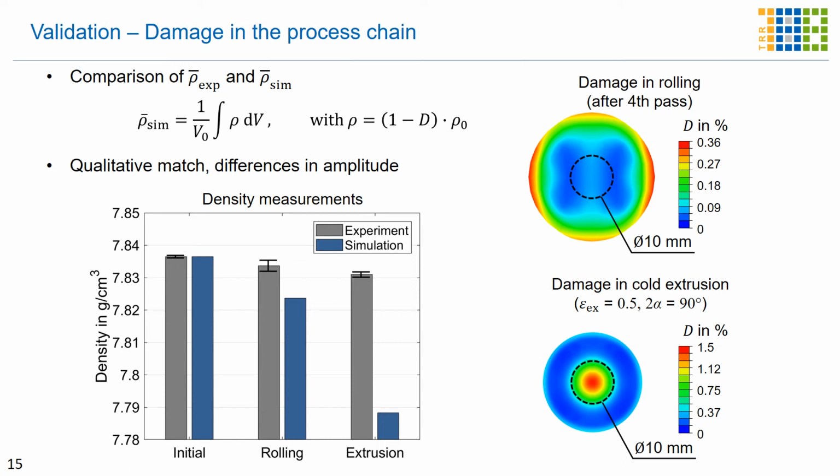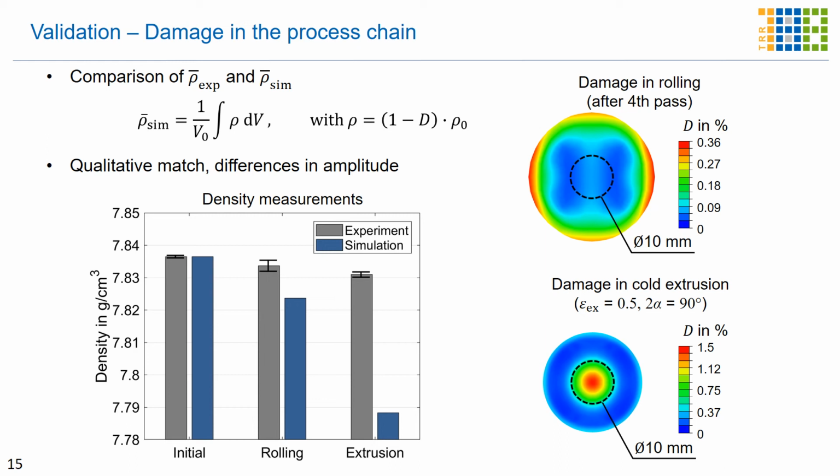As local strains in cold extrusion are only constant close to the central axis, we are only considering material close to the central axis. So we extracted specimens with a diameter of 10 millimeters from the rolled material and the cold extruded material. The density of those specimens is now measured by the principle of hydrostatic weighing.